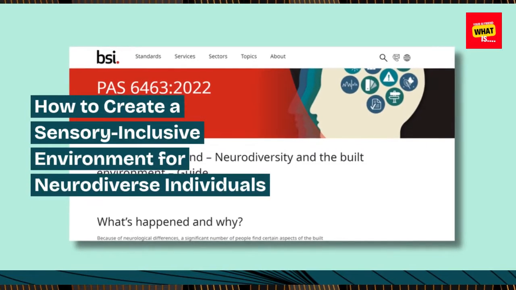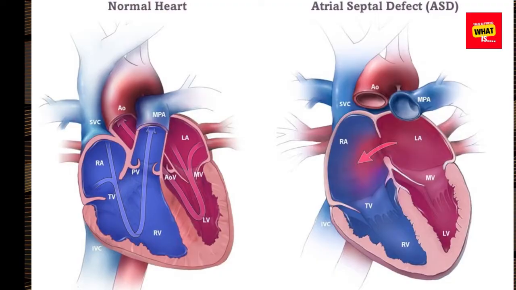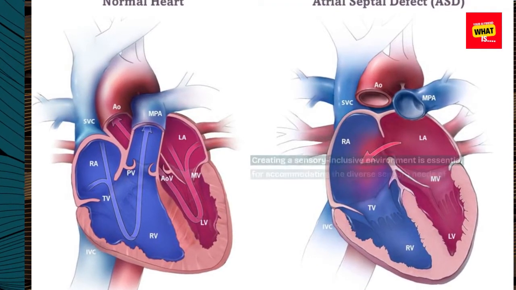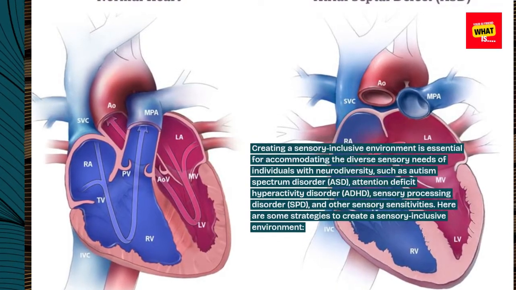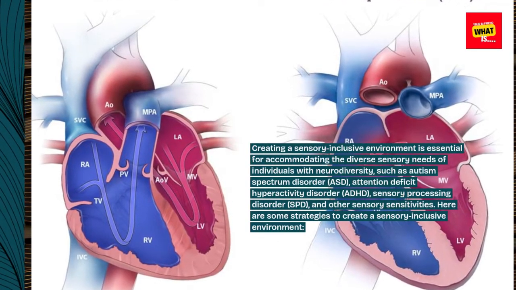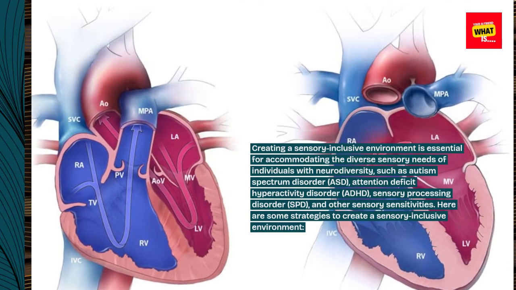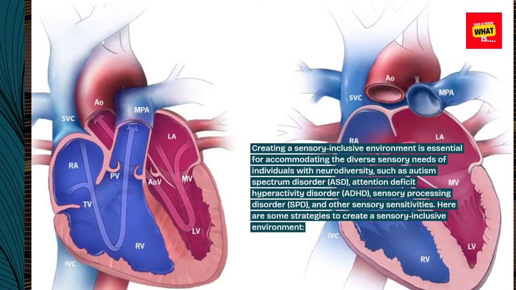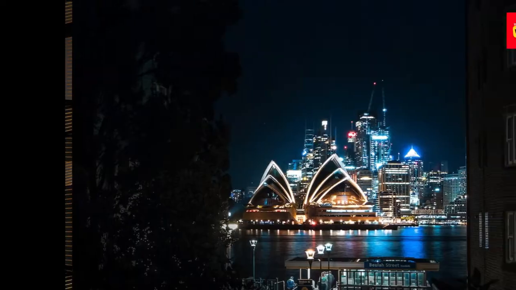How to create a sensory inclusive environment for neurodiverse individuals. Creating a sensory inclusive environment is essential for accommodating the diverse sensory needs of individuals with neurodiversity, such as autism spectrum disorder, ASD, attention deficit hyperactivity disorder, ADHD, sensory processing disorder, SPD, and other sensory sensitivities. Here are some strategies to create a sensory inclusive environment.